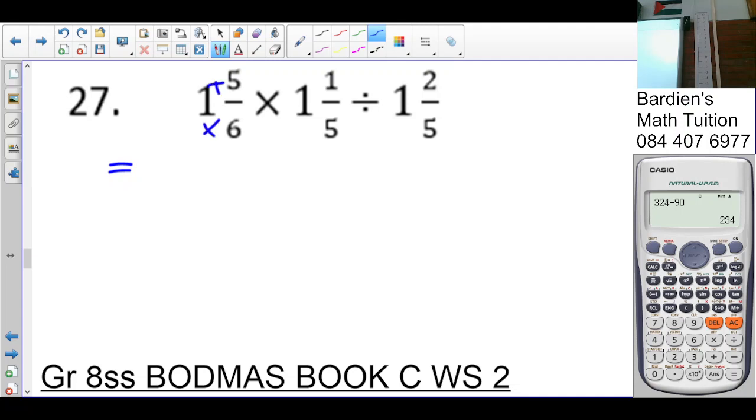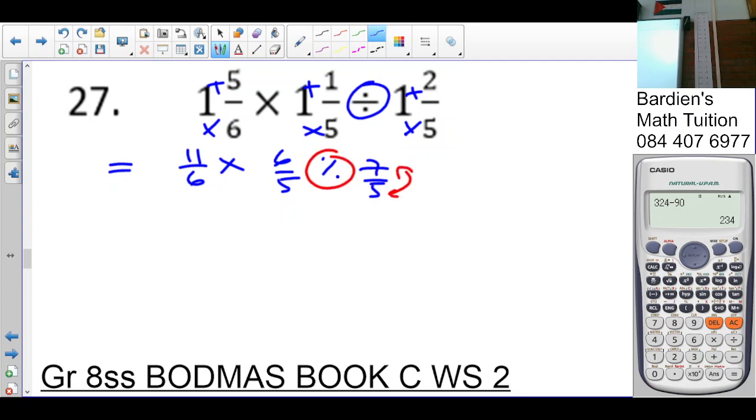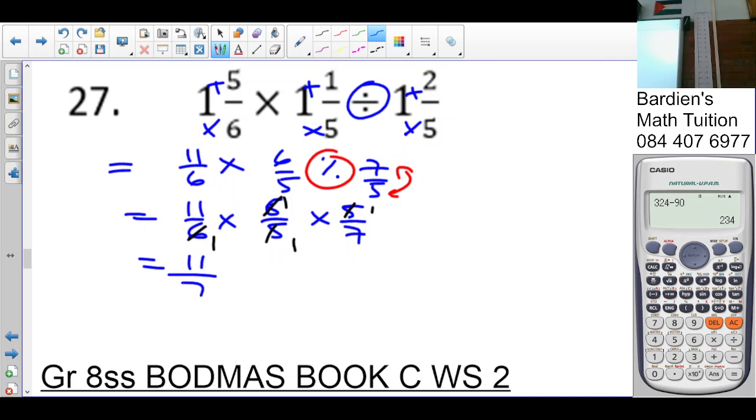Alright. Multiply, we add, multiply. Before I change that to multiplication, it must be an improper fraction. Can't be a mixed number. So it's going to be 11 over 6 times 6 over 5 divided by 7 over 5. Now change this to multiplication. So it's going to be 11 over 6 times 6 over 5 times 5 over 7. 5 into 5 once, 6 into 6 once. So you got 11 over 7. Any confusion there? Who got that right? Nice.